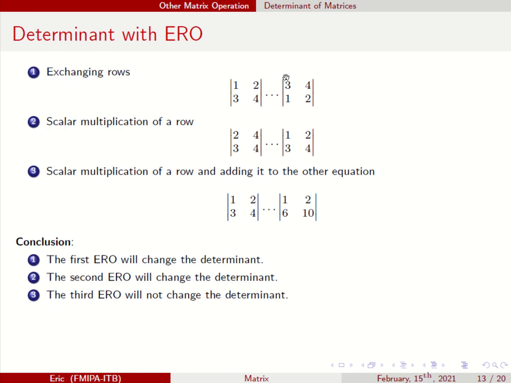Okay, yeah. And this one, the relation between determinant and elementary row operations. When you are exchanging rows, when you are multiplying a row, when you have the third elementary row operation. So the first one will change the determinant. How will it change? The second will change also. The third elementary row operation will not change the determinant.